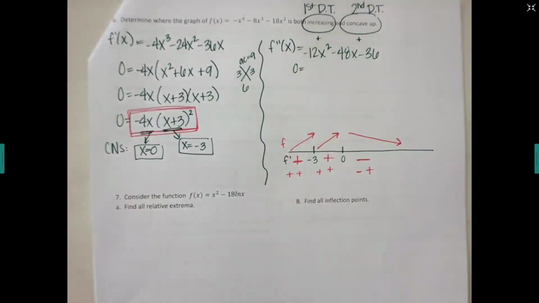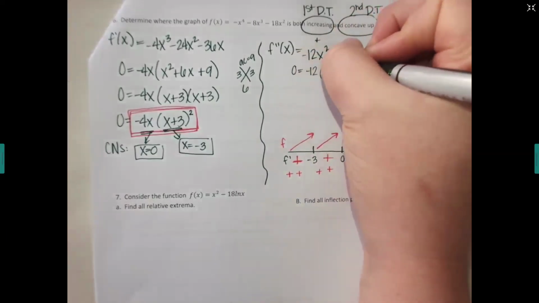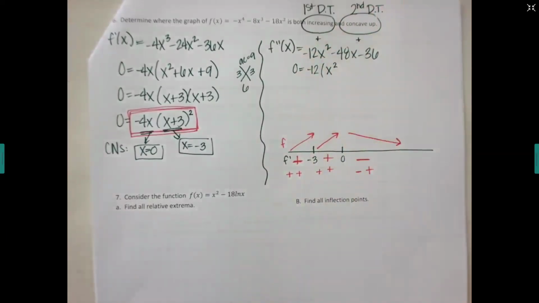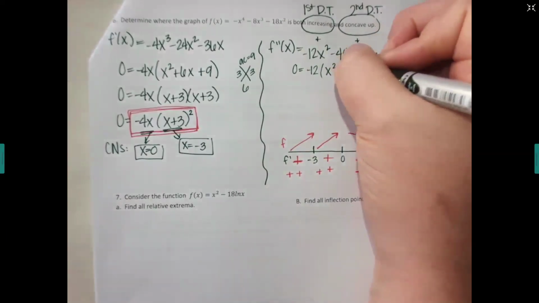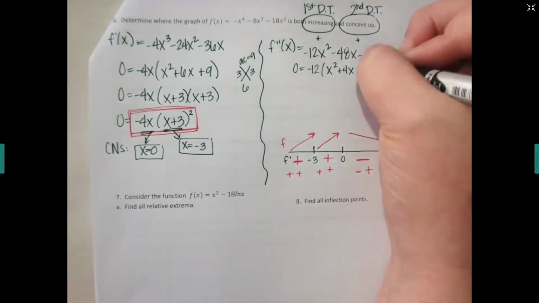What can we take out of all those terms? Negative 12. That's going to leave me with an x squared. My minus 48 divided by negative 12 is now a plus 4x. And then negative 36 divided by negative 12 is going to be... what is it going to be? 3.